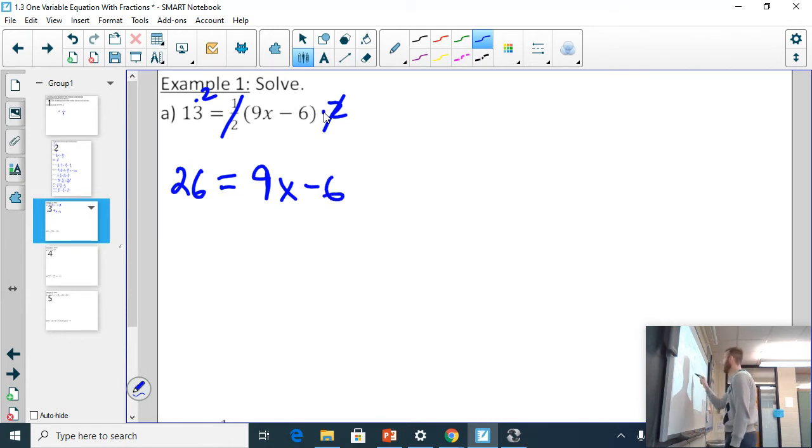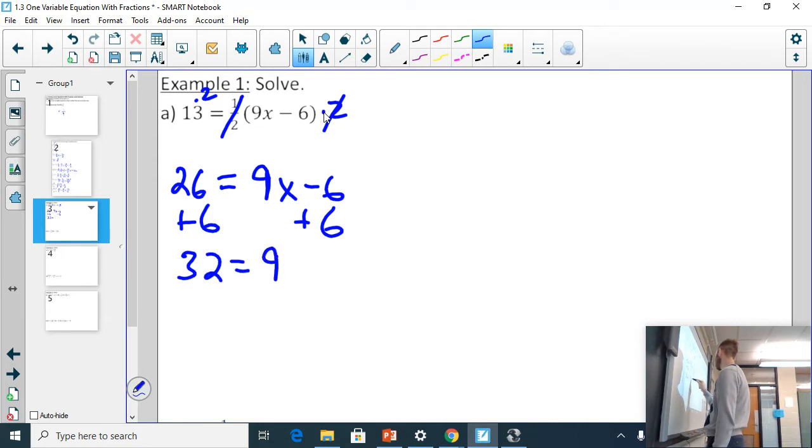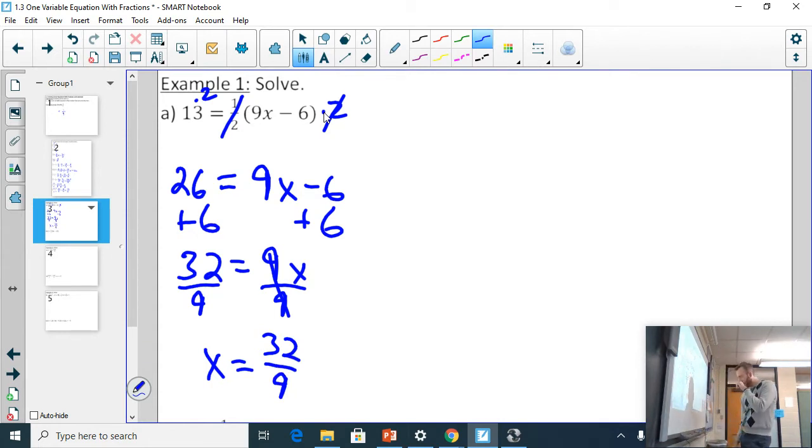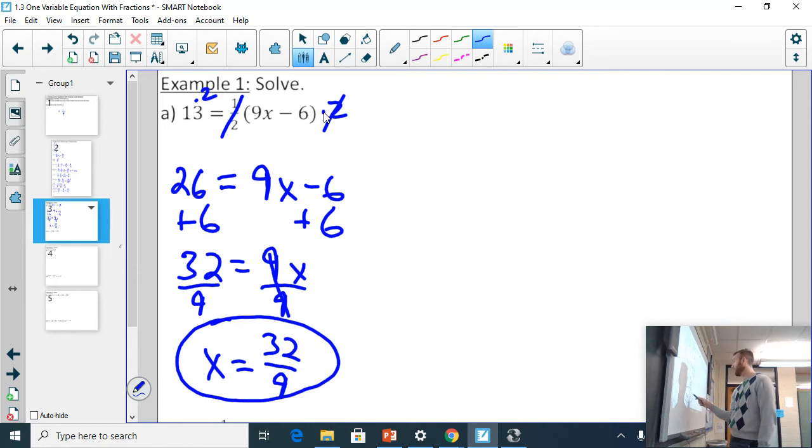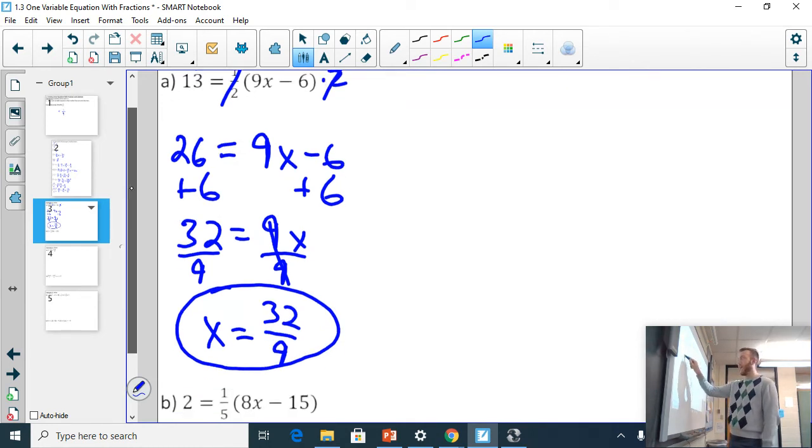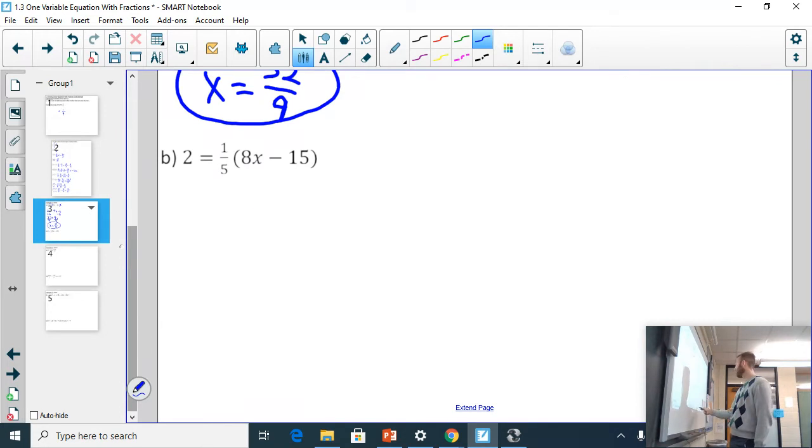Now I'm going to add that 6 over. And when I do that, I'm going to get 32 equals 9x. Now I need to divide by 9, and then I get x equals 32/9. And now I have to see, I don't think that simplifies at all, right? No, it does not. So that would be our final answer. And Delta Math wants it in a fraction, so you have to learn how to do fractions. You can't just put it in your calculator.